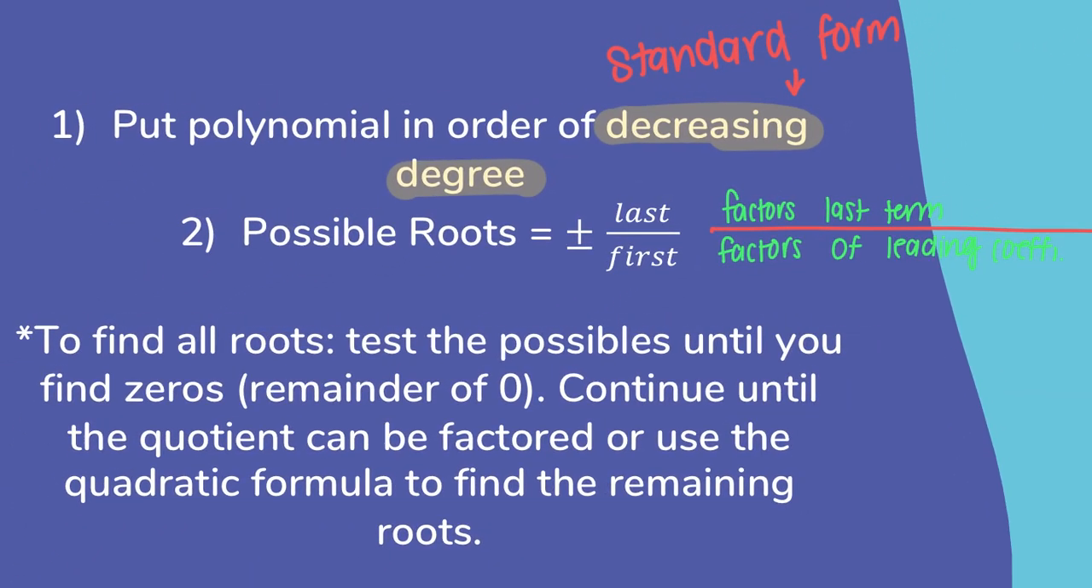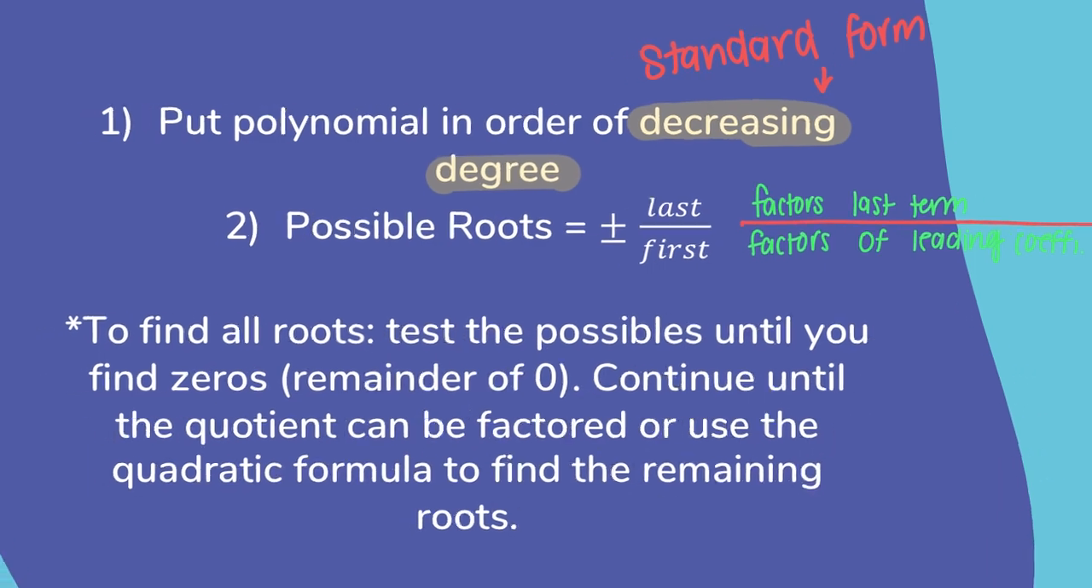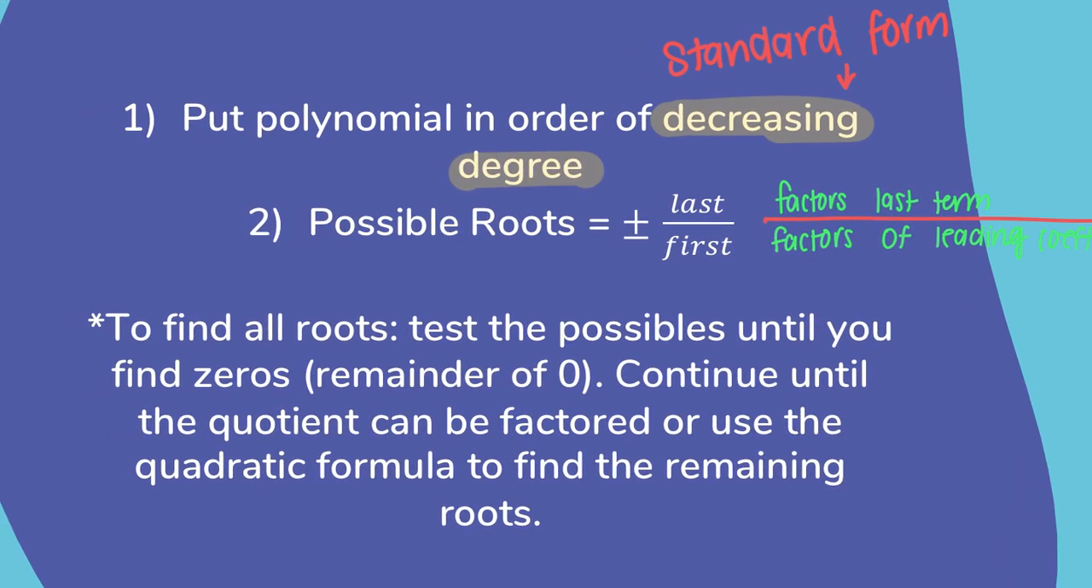So what do you do next after you find those factors? To find all the roots, you test the possibilities that you get until you find a 0, meaning until you get a remainder of 0. That's when we're going to be using synthetic division. And you're going to continue until the quotient can be factored, or use the quadratic formula to find the remaining roots. You can use the quadratic formula, but I highly recommend that, since we've done factoring, you factor it out.